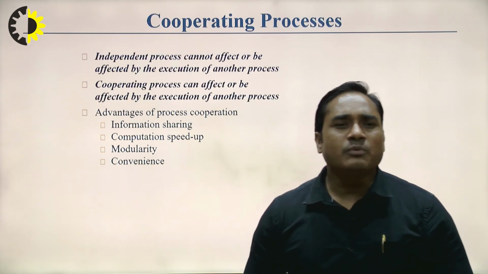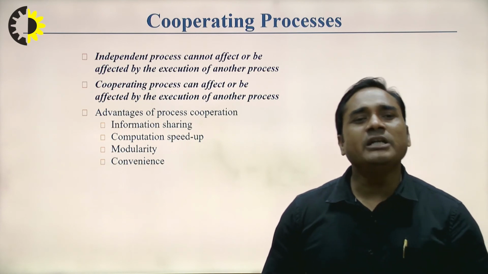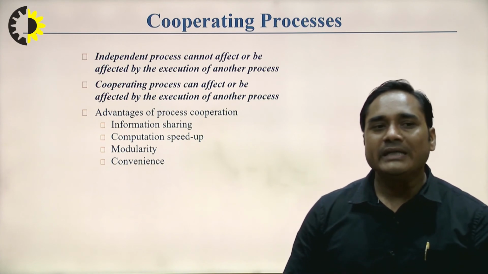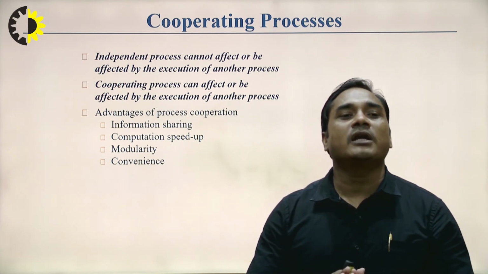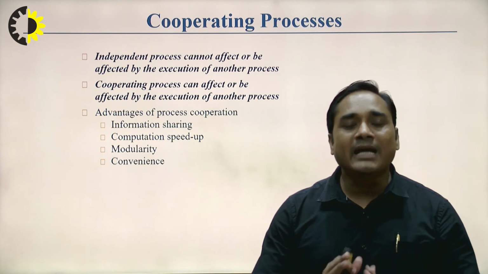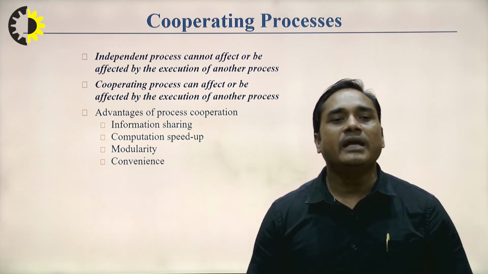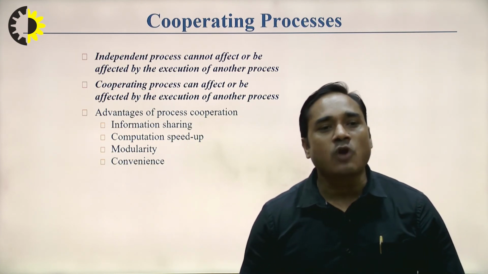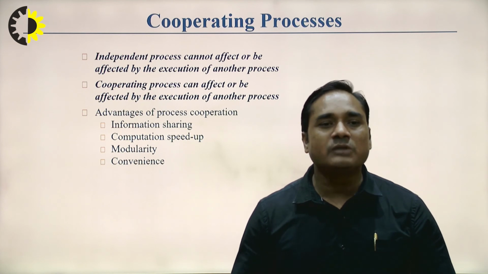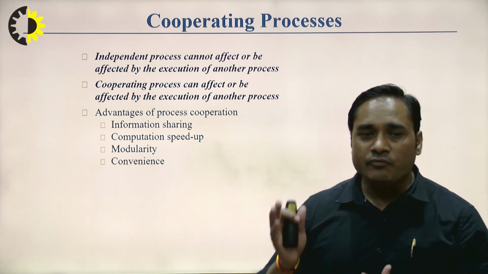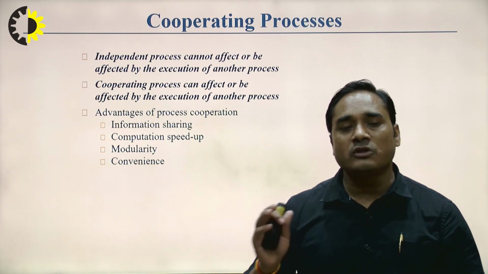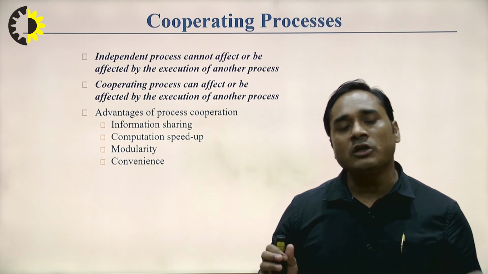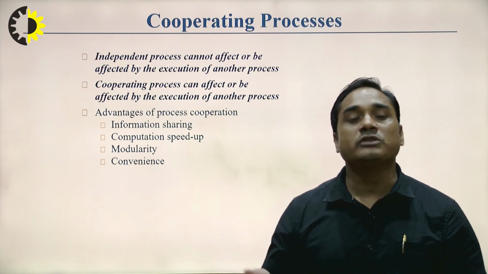Here we are going to continue with cooperating processes. An independent process cannot affect or be affected by the execution of another process. You know very well, independent means no one depends on another one. So an independent process cannot affect or be affected by the execution of another process because it is independent. What about the cooperating process? A cooperating process can affect or be affected by the execution of another process. If one process is executing and a second process wants to use that common resource, it cannot use it until then, because that resource is used by the other process.